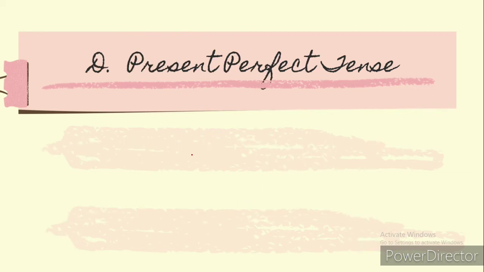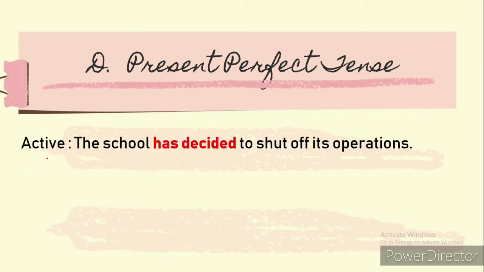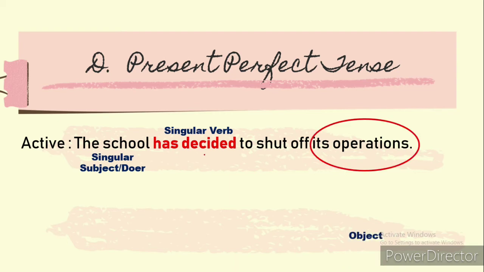Next, let us have the present perfect tense. In active voice, we have the school has decided to shut off its operations. The school here is the singular subject and the doer of the action or the verb has decided. The verb phrase has decided is singular. Then we have its operations as our object.